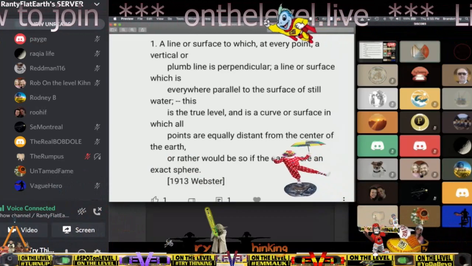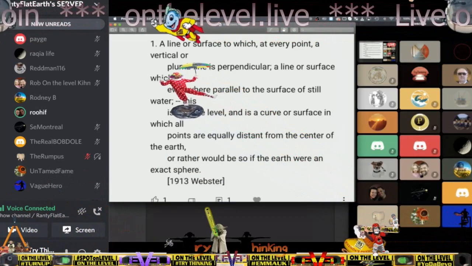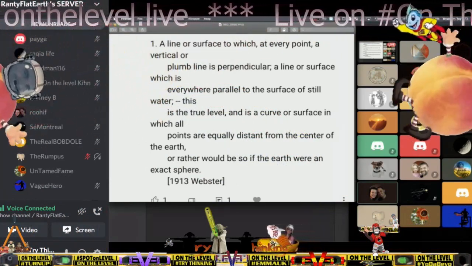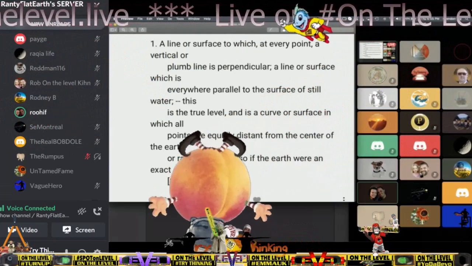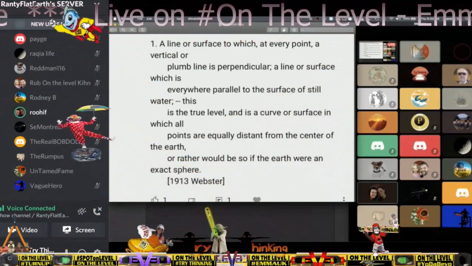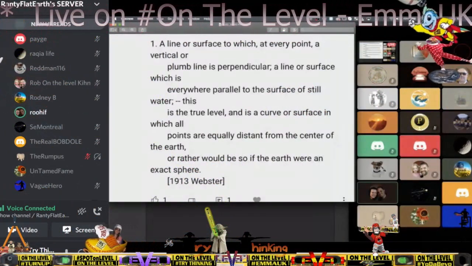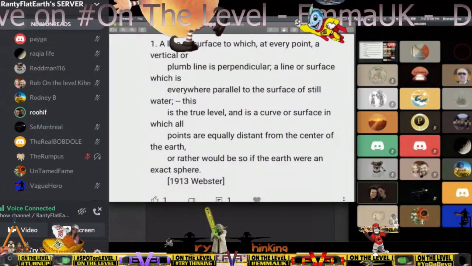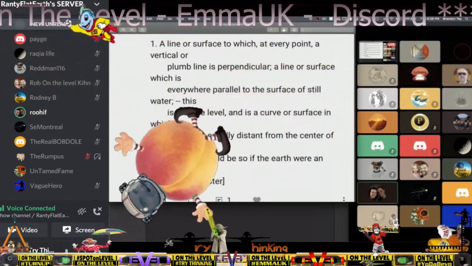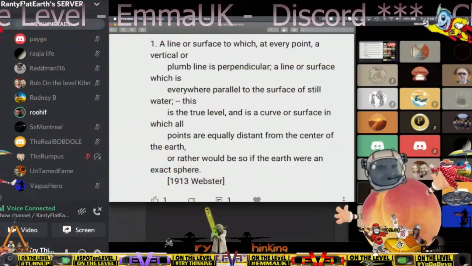Yes, and then keep going. A line or surface which is everywhere parallel to the surface of still water. That would be curved, and I disagree with that one. This is the true level, a curve or surface in which all points are equally distant. Yeah, that's probably the best context for sea level. So a curve or surface in which all points are equally distant from the center of the Earth, or rather would be so. Yeah, that's what I said.